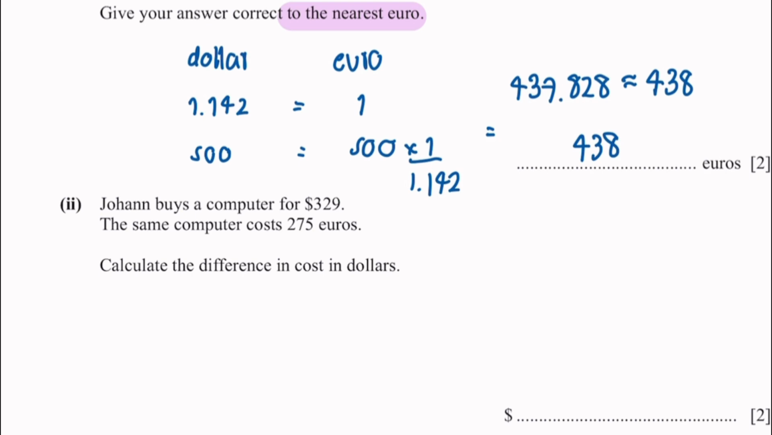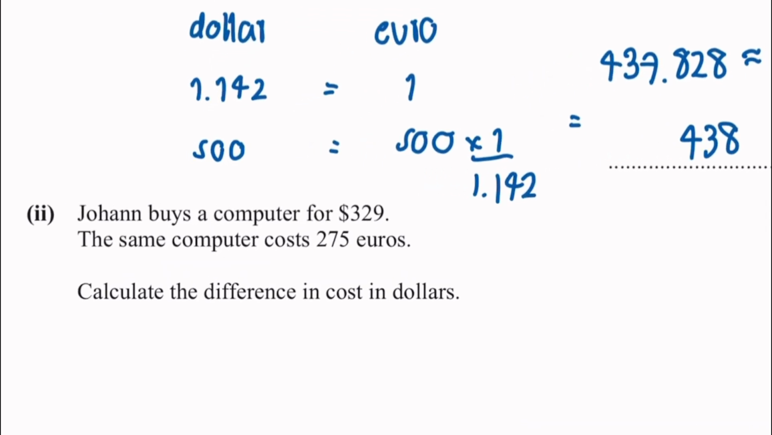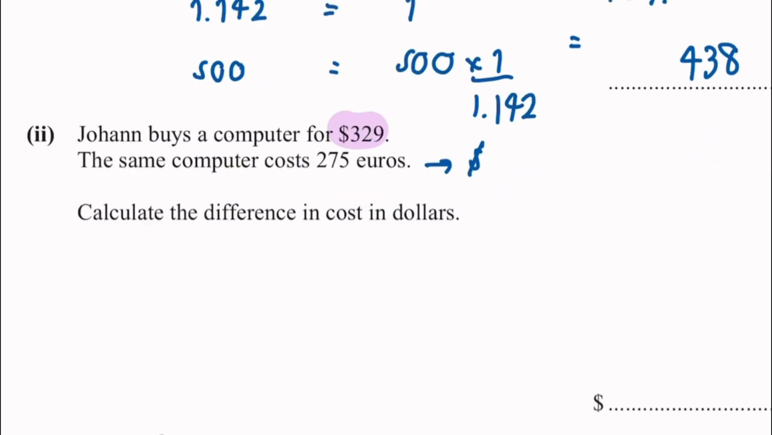John buys a computer for $329. The same computer costs €275. Calculate the difference in cost in dollars. The first computer comes in dollars, so you don't have to calculate that more. But the second computer costs €275, so you have to change this number to dollars.